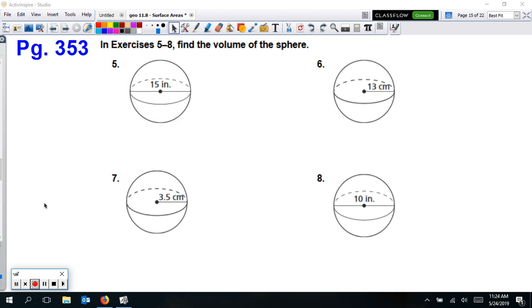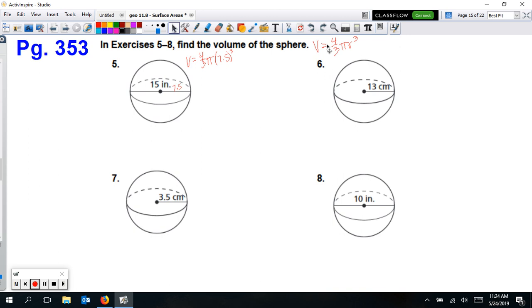Alright, now on page 353, to find the volume of the sphere. Number 5 shows us 15 inches is the diameter, so half of that will be our radius. We need to know what the radius is for our formula here, 4/3 times pi r cubed. So we just have to fill in the radius. It's all we need for these spheres, which is a pretty easy thing as long as we have our formula out. So it's going to be 7.5 for the radius here, so when we plug that into the formula, it's 4/3 times pi times 7.5 to the 3rd power.